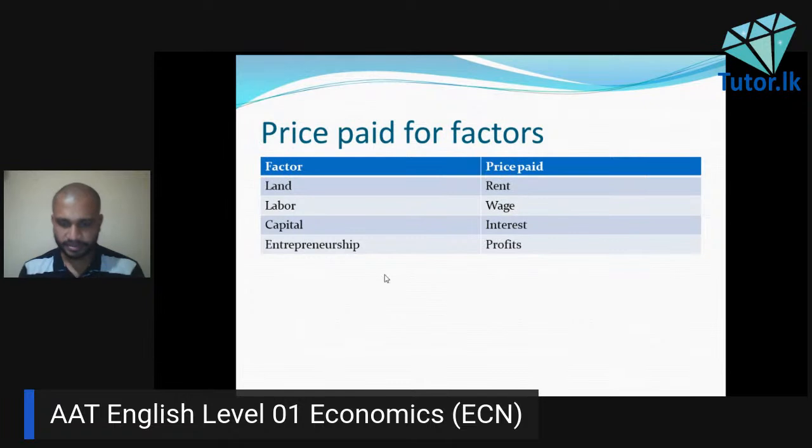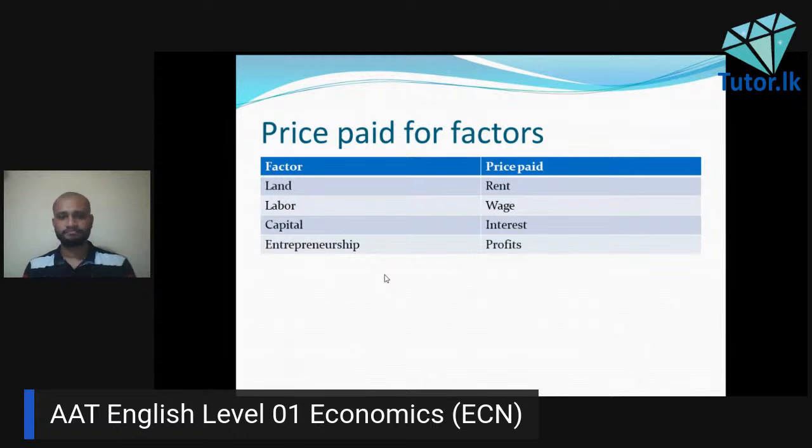Land. Okay, so let's say the company has put up a building, and the land is not owned by them. So they have hired the land. For that land, what does the company have to pay? The company should pay rent to the person who is providing the land. So the price paid for the land is called rent. The incentive for the land is rent.